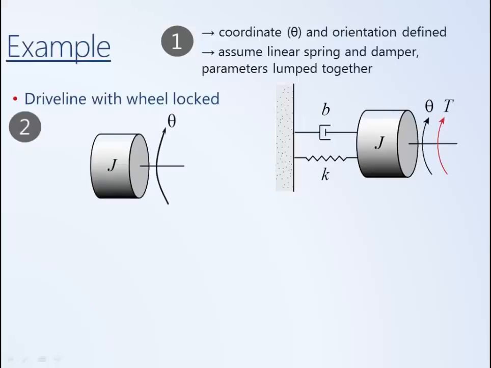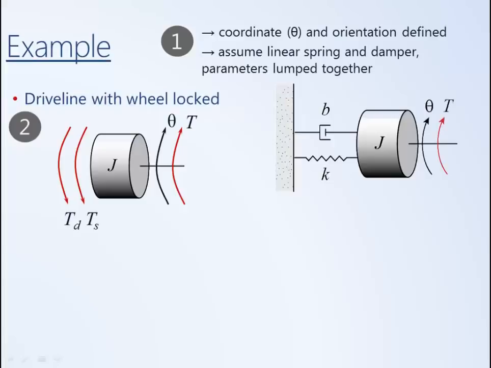The second step is to draw the free body diagram. Looking at our inertia, there's the externally applied torque, T, and then there will also be the torque generated from the spring, the twisting of the spring and the twisting of the damper. So there'll be a spring torque and a damping torque.